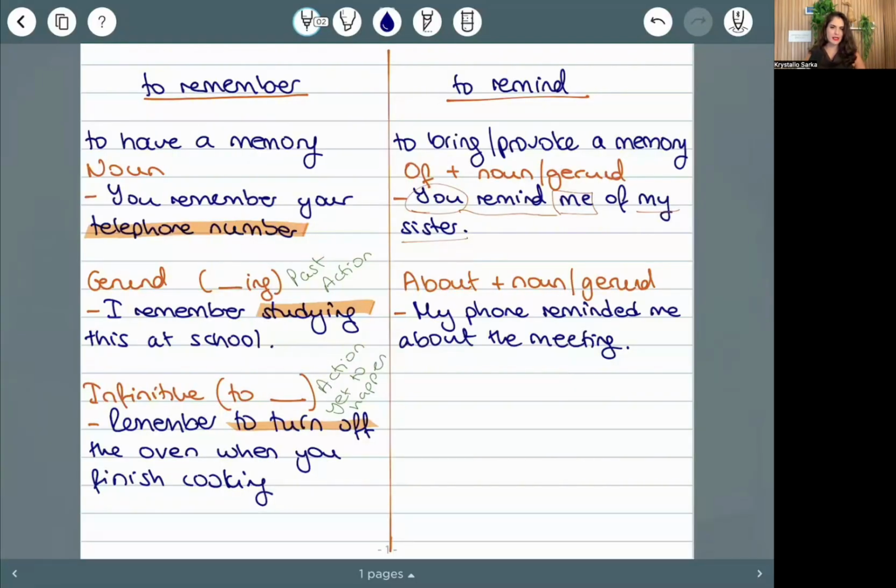Oof. Remember and remind, like I said before, are big chapters that can be very confusing. And if you have any questions, please write in the comment section below, and I will do my best to clarify these questions. The next one, and that for me is the easiest. You can use remind also with a complete phrase or sentence. For example, she reminded me that we have a meeting.